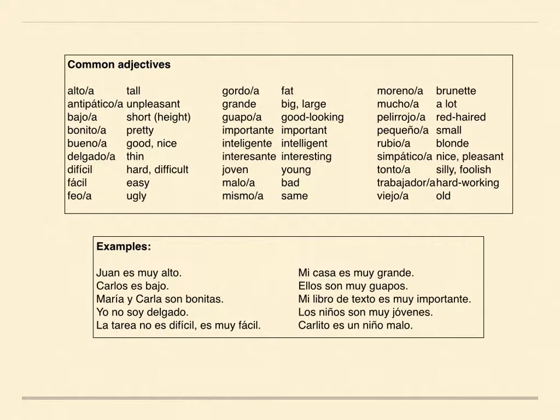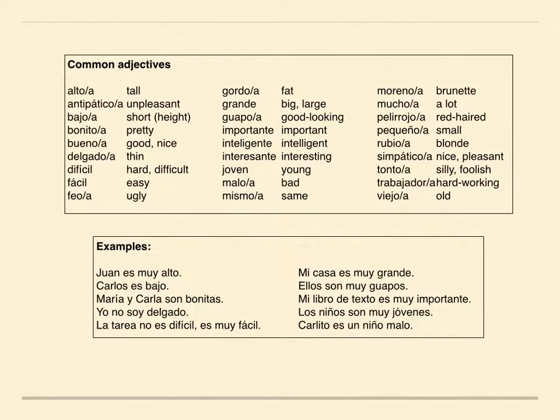Mi libro de texto es muy importante. My textbook is very important. Los niños son muy jóvenes. The kids or children are very young. Carlito es un niño malo. So Carlito is a bad kid. Okay, so notice malo coming directly after niño.